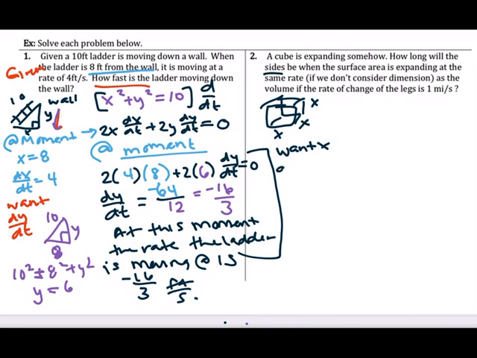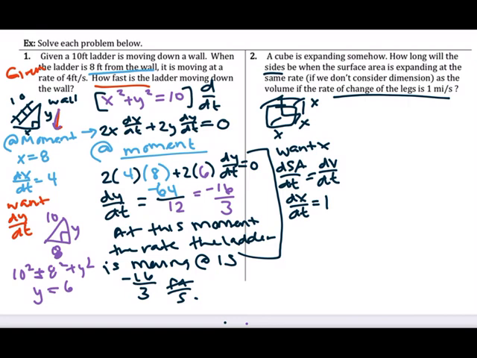And the moment they're saying is the surface area is expanding, so it's changing, which means not just the surface area, but the rate of change of the surface area, is equal to the rate of change of the volume. And the other piece of information they're giving us is that the rate of change of the legs, which in this case would be dx dt, is 1.